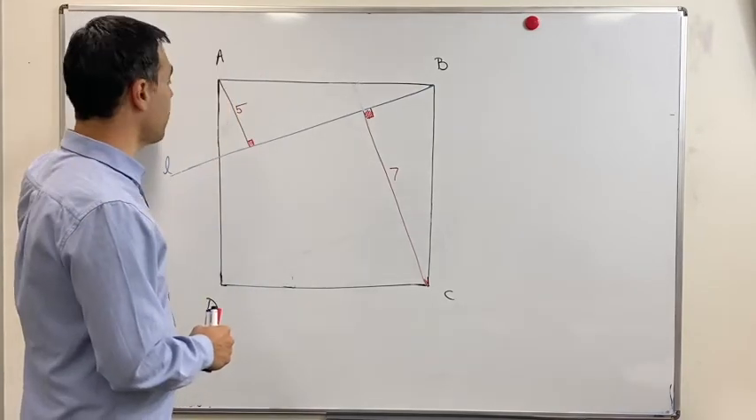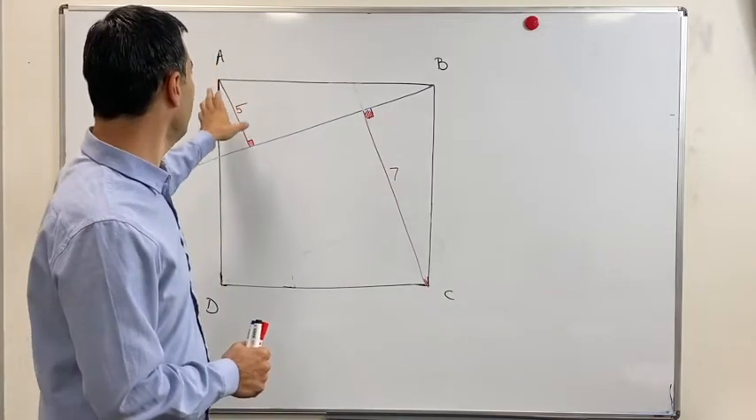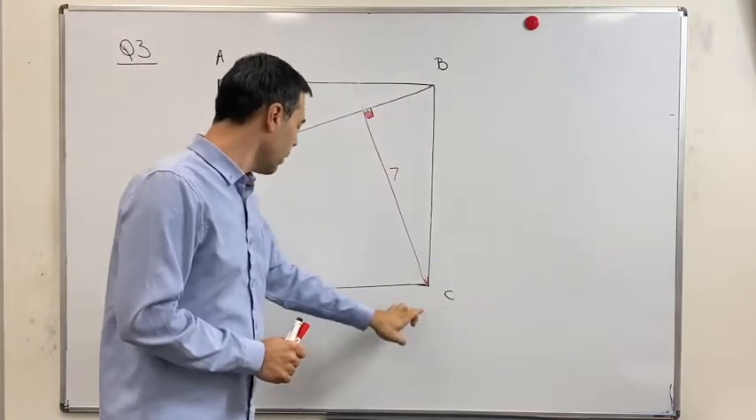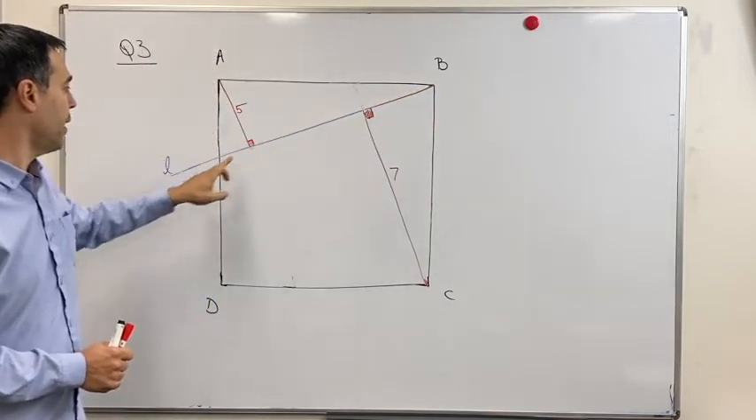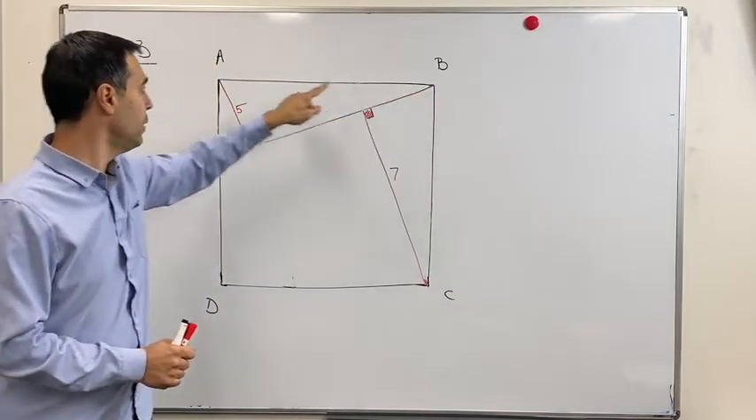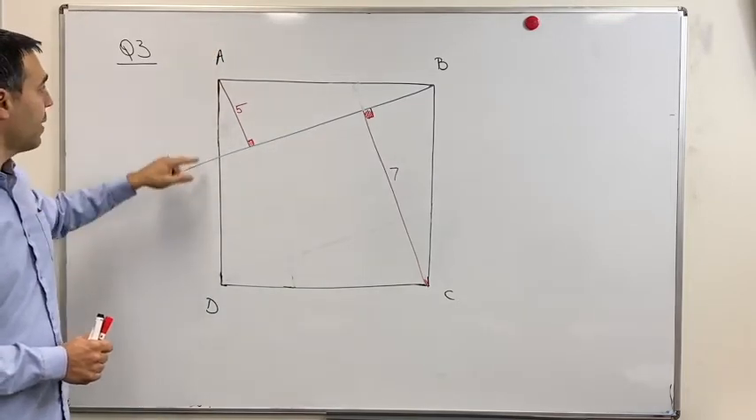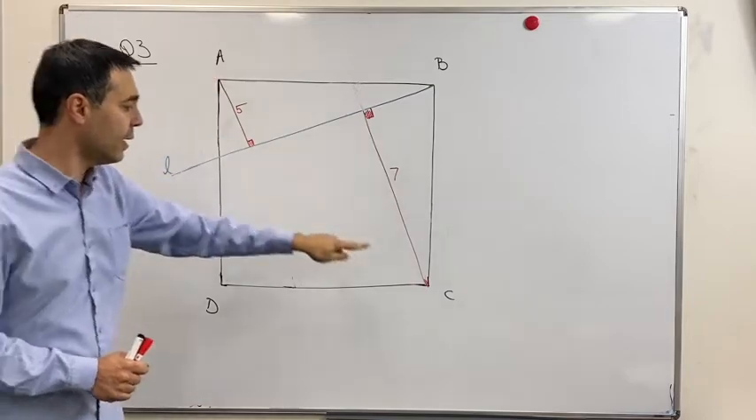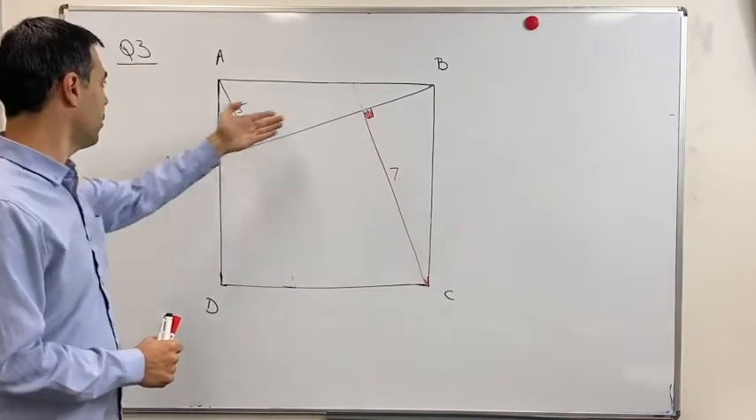Now, question number 3 actually has 3 marks and is a geometry question. We have square ABCD, and the question says we draw a line L from point P such that it cuts line AD, and the distance of point A and point C from this line L, or the blue line, is 5 and 7.